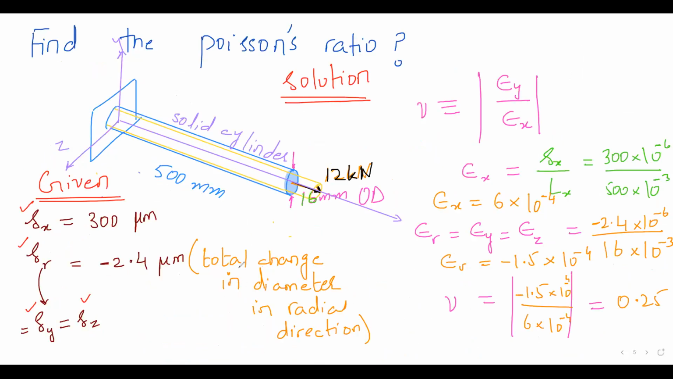I clarified that you should not call this the change in radius. This is the total change in the diameter in the radial direction. You see, total change in diameter; the R stands for radial direction. So please keep in mind that this is not the change in radius. This is the total change in the radial direction, exactly like this is the total change in the x direction. When we say total, that automatically means the diameter.